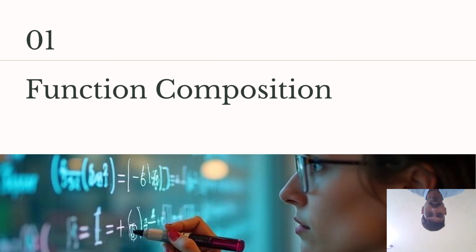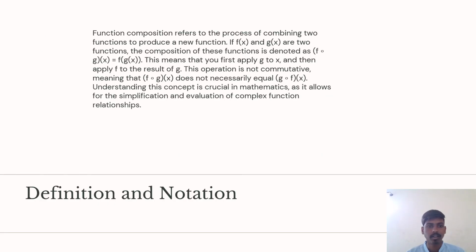Function composition. Definition and notation. Function composition refers to the process of combining two functions to produce a new function. If f(x) and g(x) are two functions, the composition of these functions is denoted as f∘g(x), which is equal to f(g(x)). This means that you first apply g to x and then apply f to the result of g.